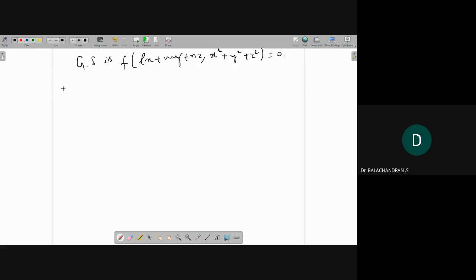So next problem, solve the linear PDE x square minus y square minus z square into p plus 2xy into q equal to 2zx.